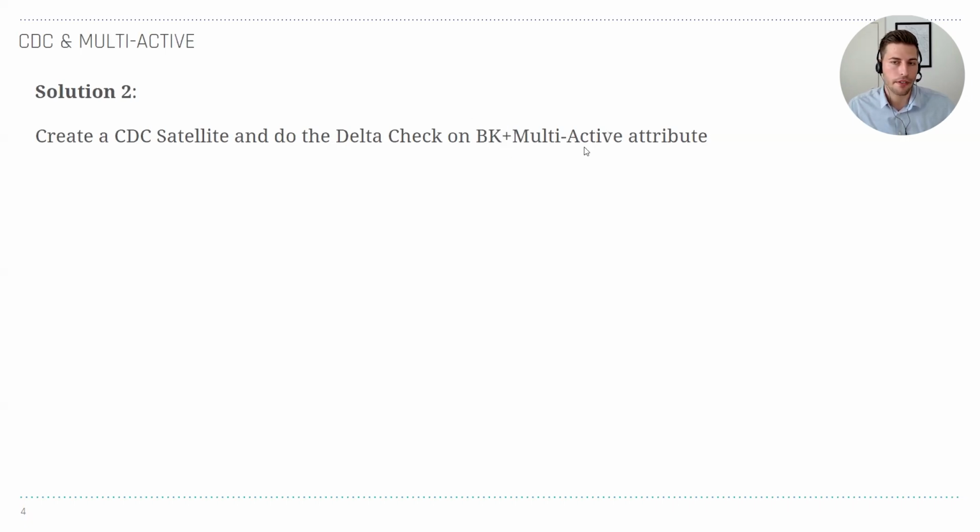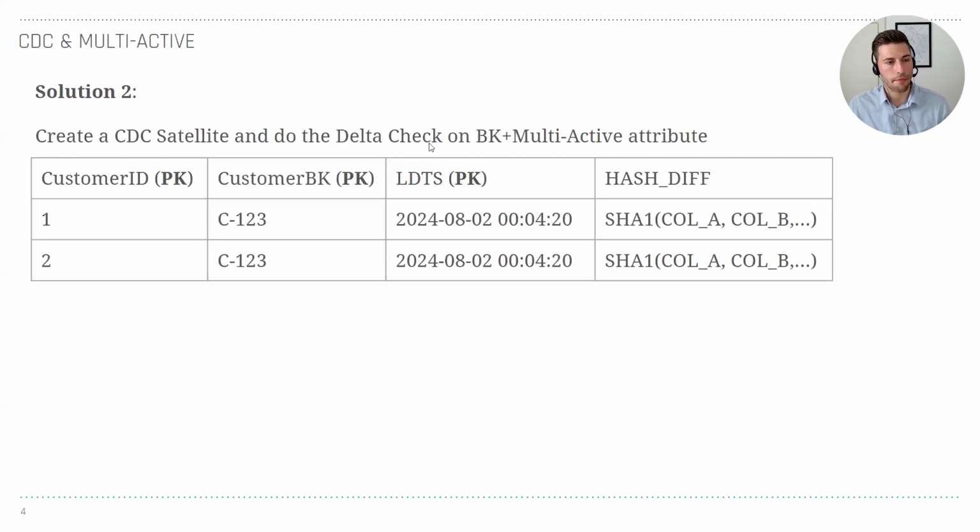The only difference in the loading procedure from the staging into the multi-active satellite is that we don't do the delta checks just on the hash key or on the business key. We do it on the business key plus the multi-active attribute. So the primary key in the multi-active satellite is usually the hash key plus the load date timestamp. In this case, we would have the hash key, the load date timestamp and the multi-active attribute, which could be the customer ID in this case. And this is our anchor point, right?